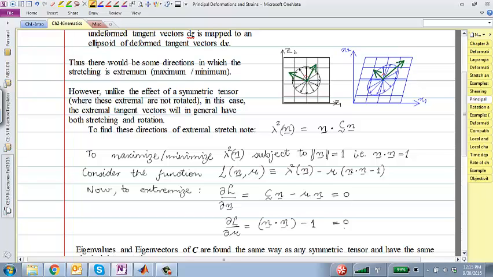So does the first of these equations look familiar? Cn is equal to mu n.